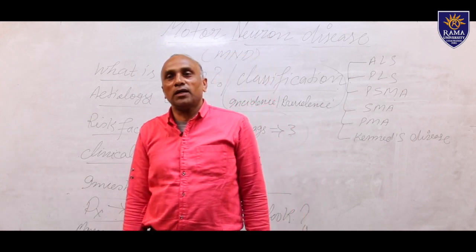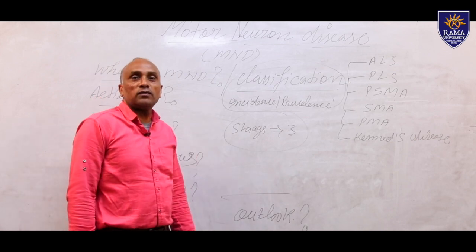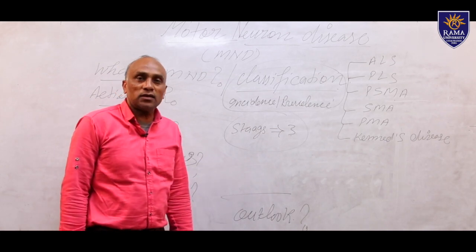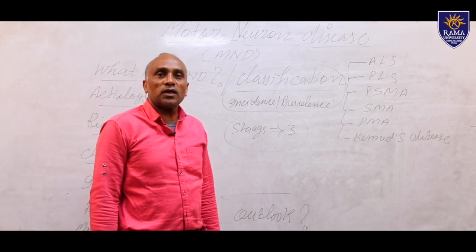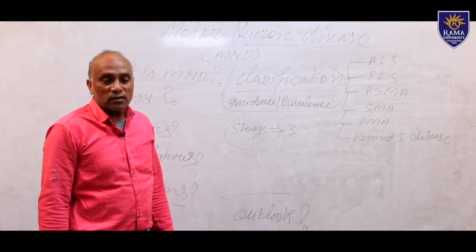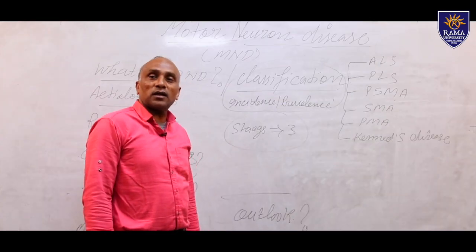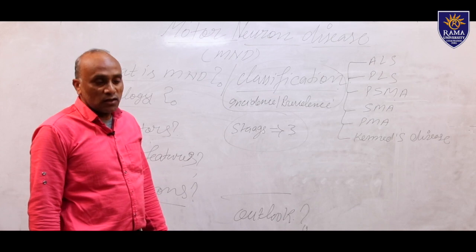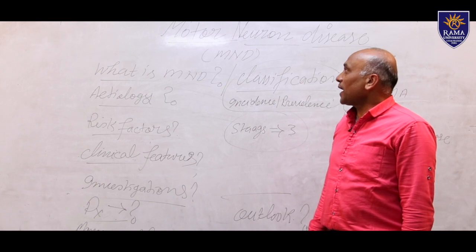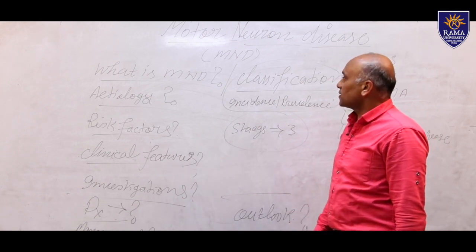Today I am going to discuss what motor neuron disease is. Actually, it is a very complicated disease or disorder found in human beings. Usually it is a rare disease, but it is still a very critical condition. So it is important to focus on this condition.